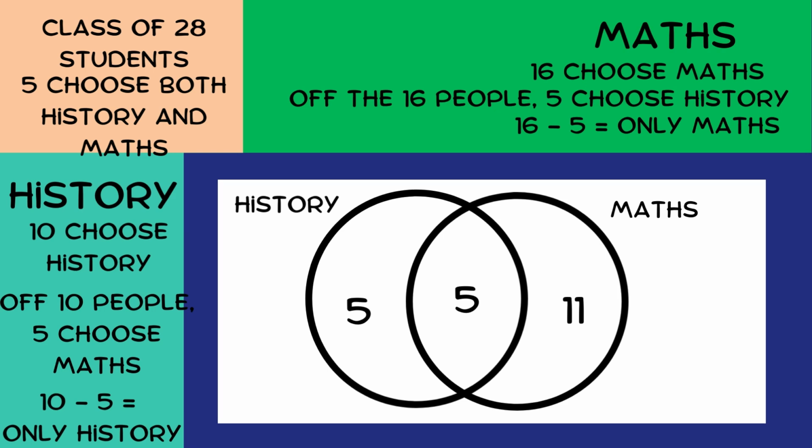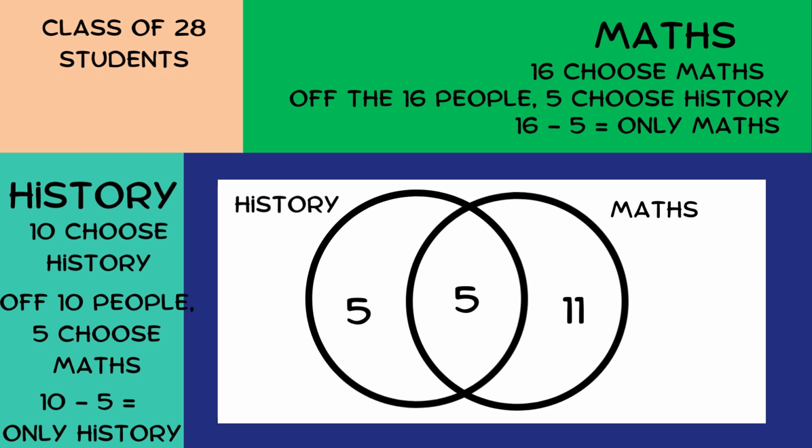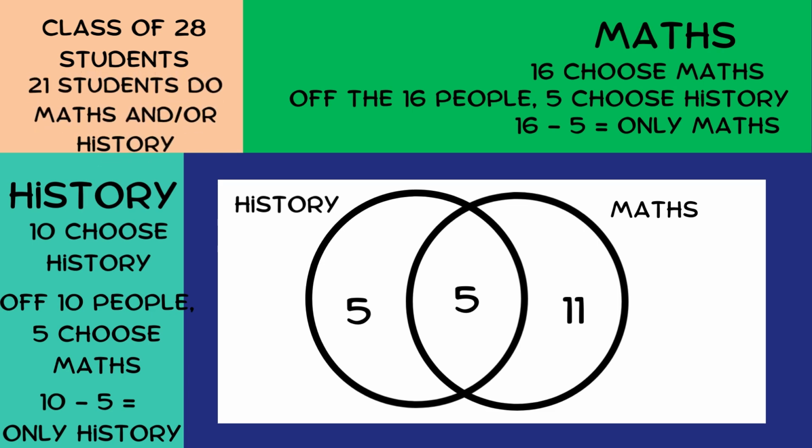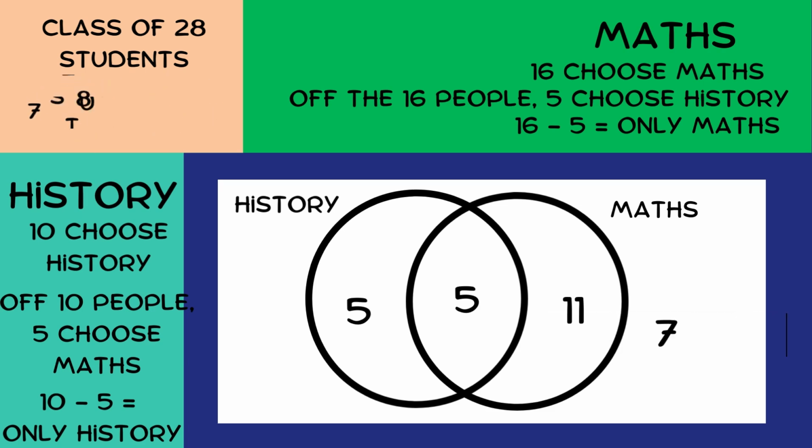Finally, we need to find out which students do neither subject. From our data, we can find that 5 people do only history, 11 people do only maths, and 5 people do both. This means that in total, 21 people do either maths or history. Therefore, only 7 people do neither subject and lie outside of the circles.